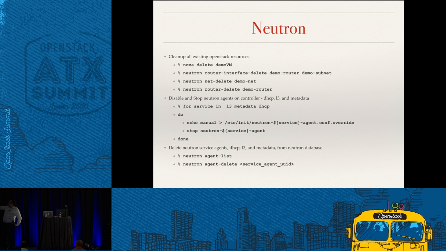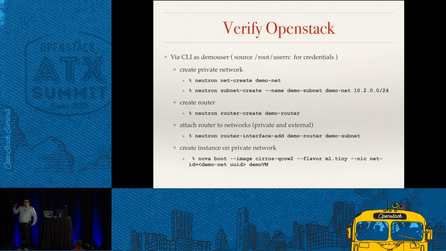We create an override file, so that on reboots that particular agent won't start up. Then we stop it completely from running. And then the next step, we remove those agents from the Neutron database, so they're not running and Neutron is unaware of those particular things. I'll give you a few more minutes to verify the environment, then we'll go through the next slide deck. Anyone else having problems?